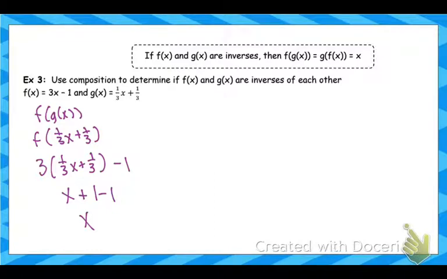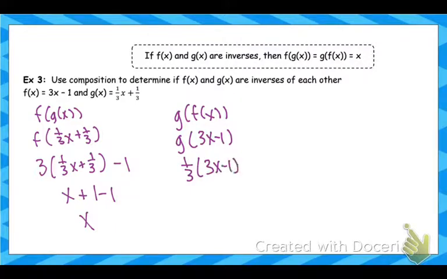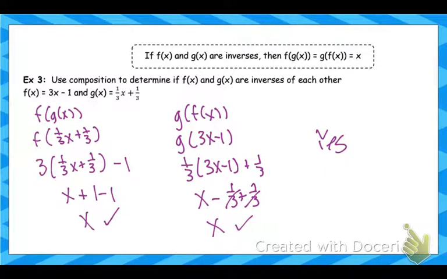So now we have to try the opposite way. We have to do g of f of x. So we're doing g of 3x minus 1. In that function, the x gets replaced with 3x minus 1. I can distribute. My 1/3 and 3 cancel out, and I'm left with just x. So since f of g of x was x, and g of f of x was also x, those two functions are inverses.